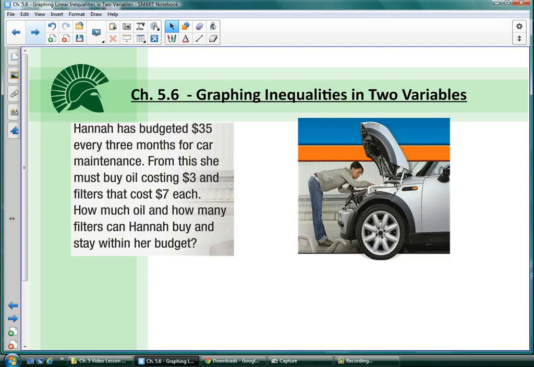So today we're going to look at graphing inequalities in two variables. And we're going to start with a real world problem where you would use this. So Hannah has a budget of $35. She's budgeted $35 every 3 months for car maintenance. From this, she must buy oil costing $3 and filters that cost $7 each. How much oil and how many filters can Hannah buy and stay within her budget?